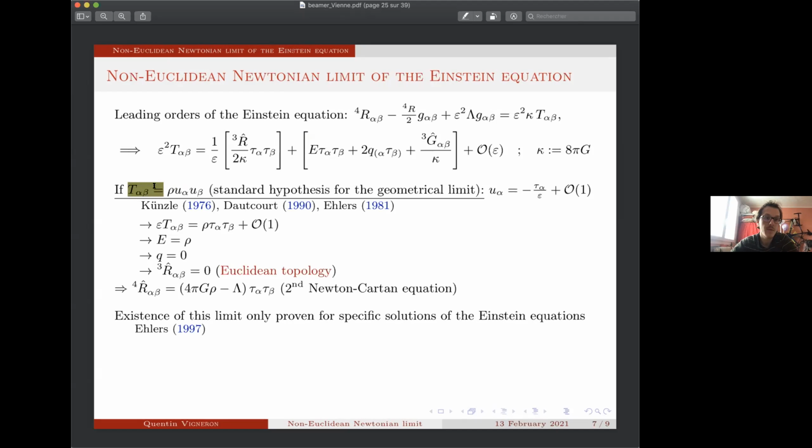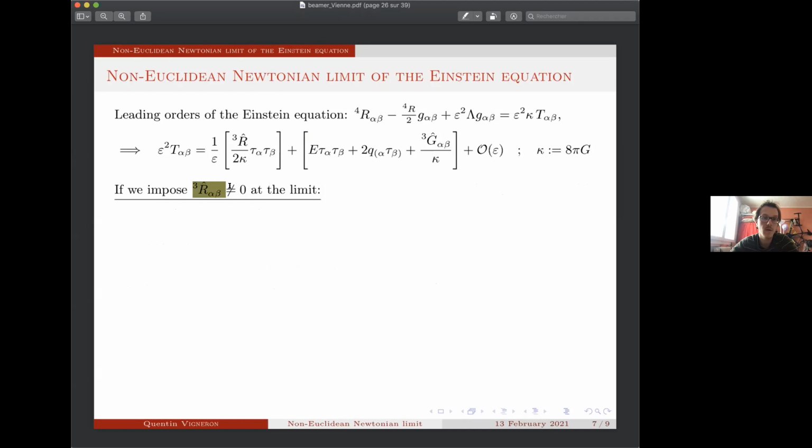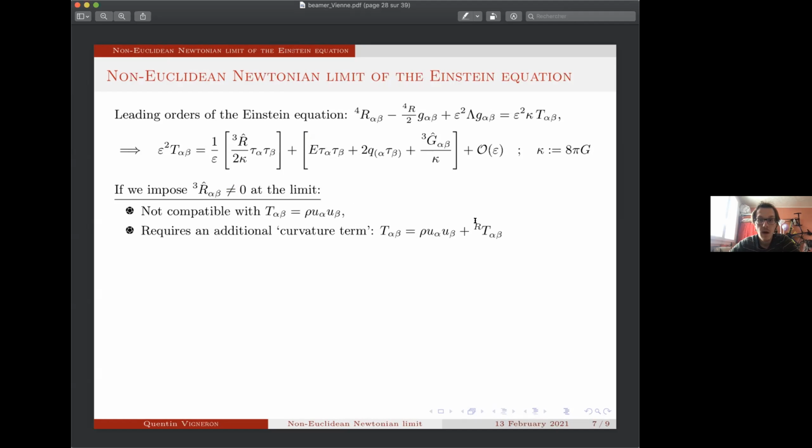So we see that it's not possible to take this assumption, and we need to impose at the limit that the curvature of the space metric is non-zero, implying that we are allowed to assume non-Euclidean geometries. As I said, this is not compatible with the usual form of the dust tensor, and actually, because there are these additional leading order terms depending on the curvature, we need to add an additional term in the dust stress energy tensor, which at leading order will feature those two curvature terms.